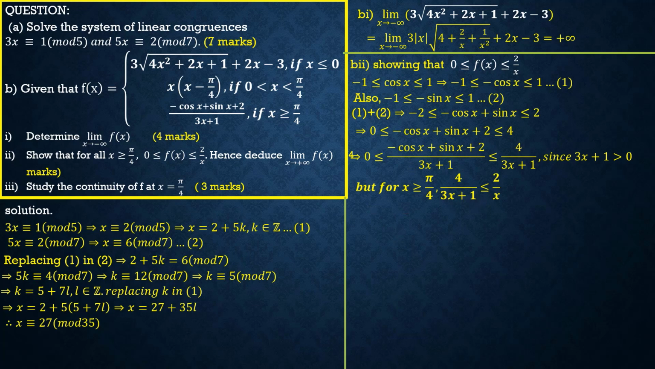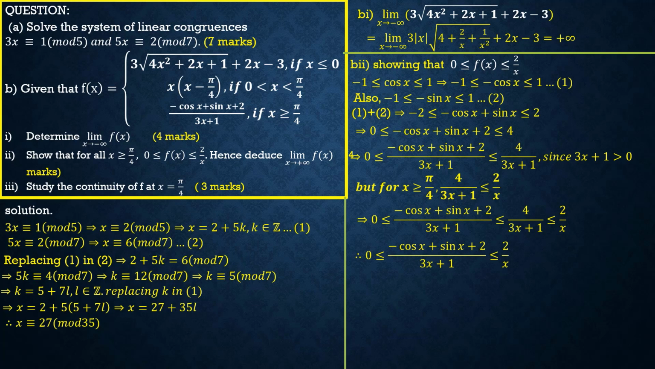So using this inequality and replacing it in the general inequality we obtained here, since this is not what is required of us, what do we have? We now see that our f of x will be between 0 and 4 divided by 3x plus 1, but this 4 on 3x plus 1 is less than or equal to 2 all over x, and we can now deduce that since f of x is less than or equal to 4 over 3x plus 1, which is also less than or equal to 2 all over x, then our f of x will lie between 0 and 2 all over x as required.